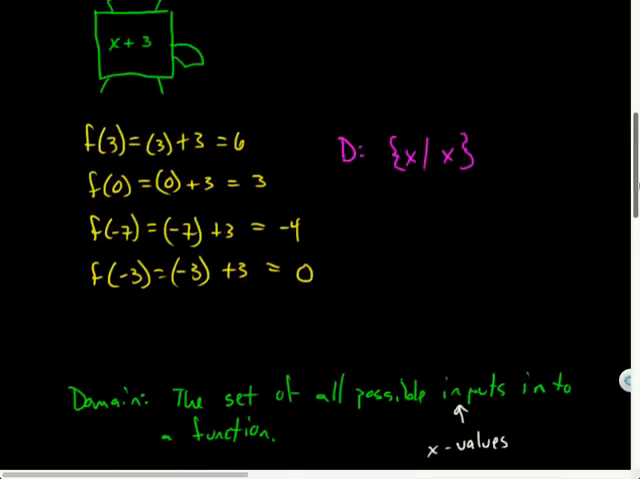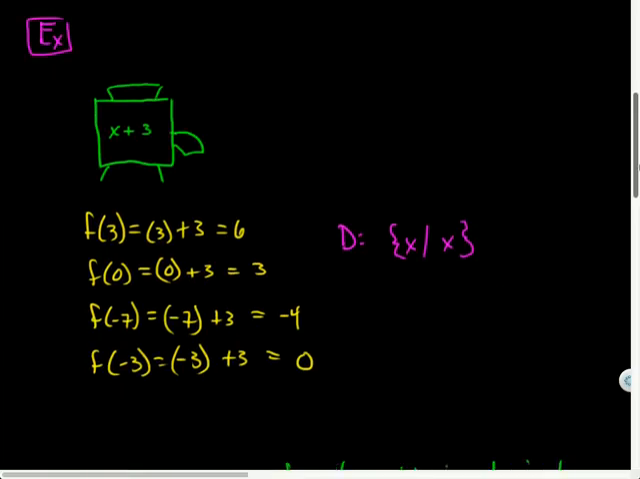So, regarding our +3 machine, what kind of range do you think this has? We asked the question earlier, what would I plug in to get 0? What would I plug in to get 10? 7? What would I plug in to get -21? -24. It seems like I could get anything, right?